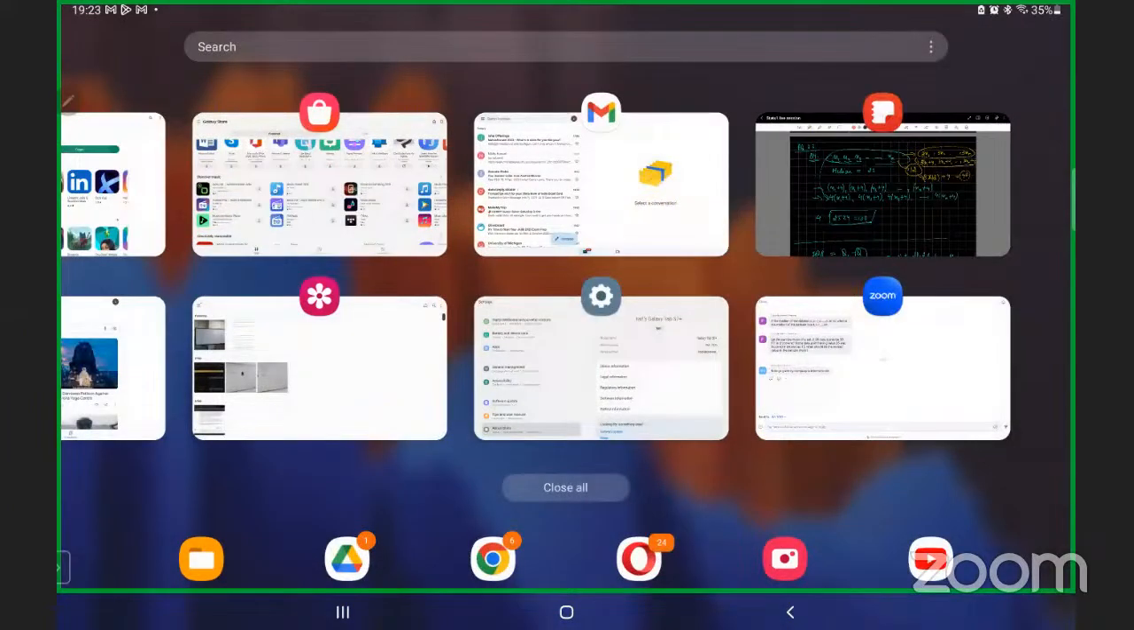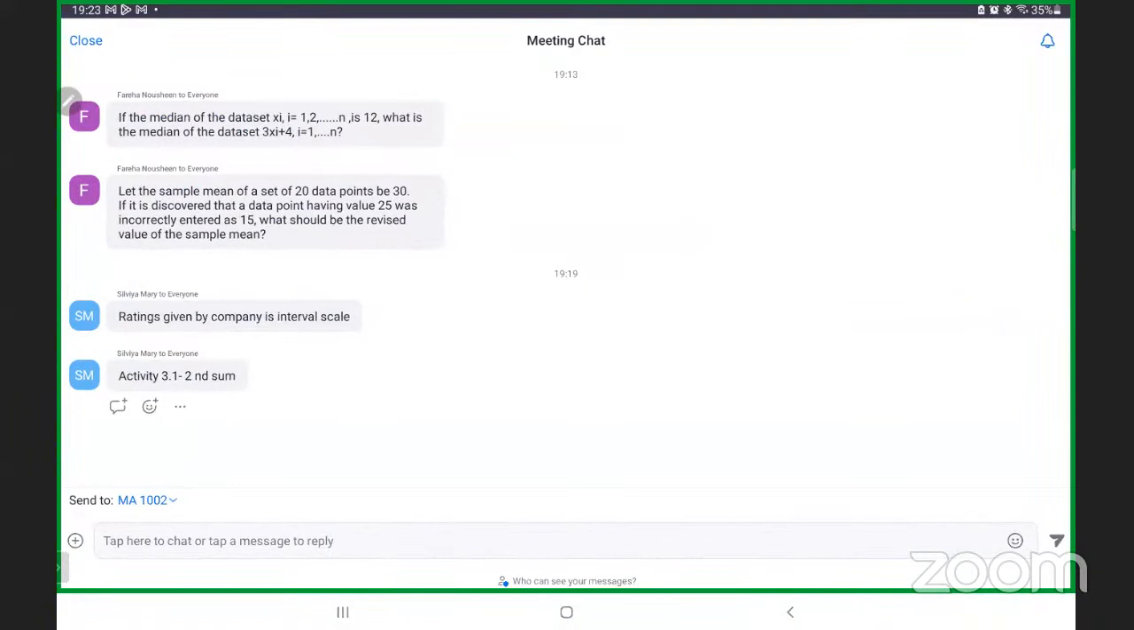And the second question says the sample mean of a set of 20 data points is 30. If it is discovered that a data point having value 25 was incorrectly entered as 15, what should be the revised value of the sample mean?